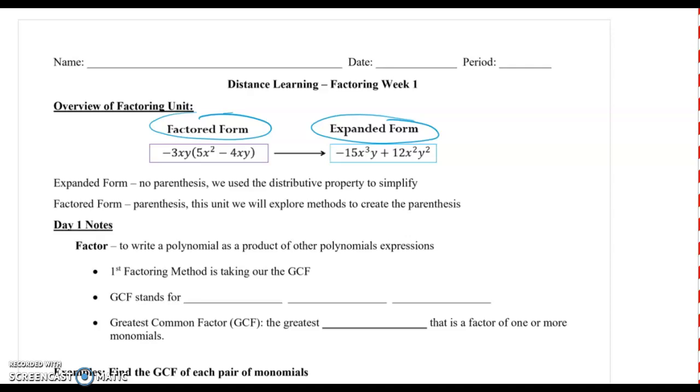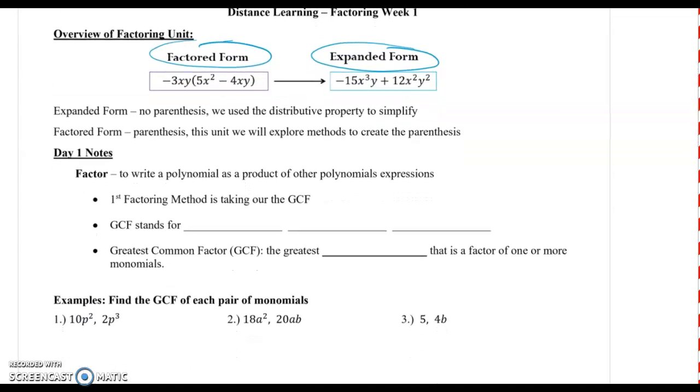We use the distributive property to simplify it, which is what we've done before. And then again, factored form is like the opposite of that. So the parentheses, we have outside the number in the parentheses and then inside the number that's left over. Factoring is just to write a polynomial as a product of other polynomial expressions. And remember, product means multiplication.